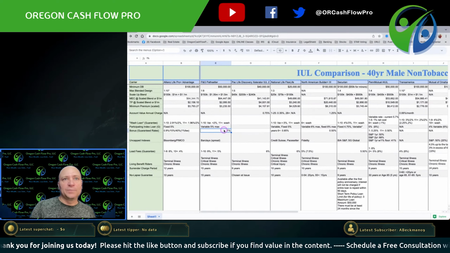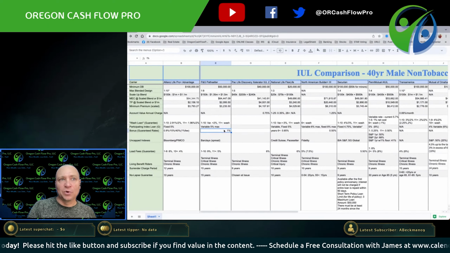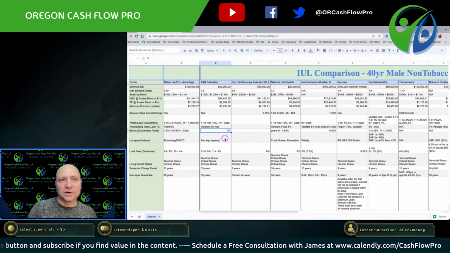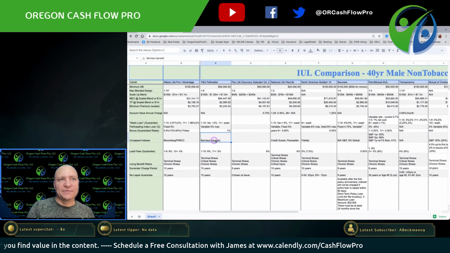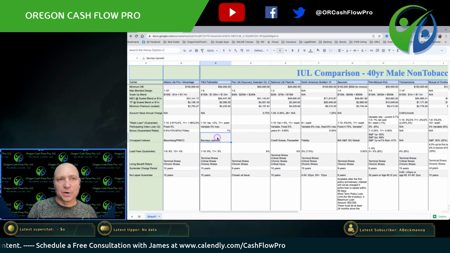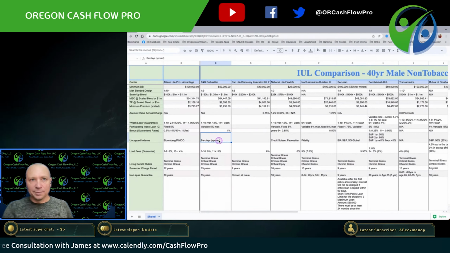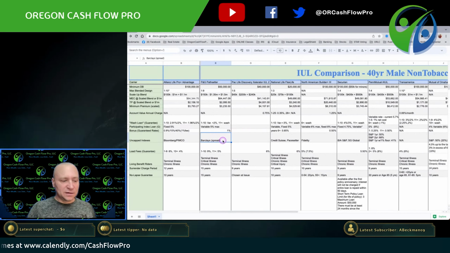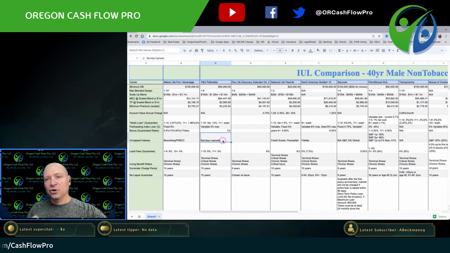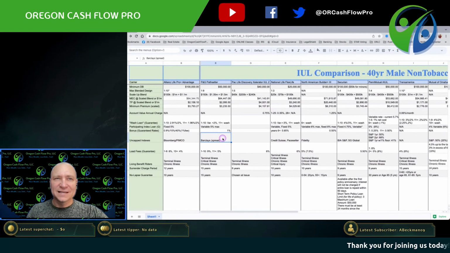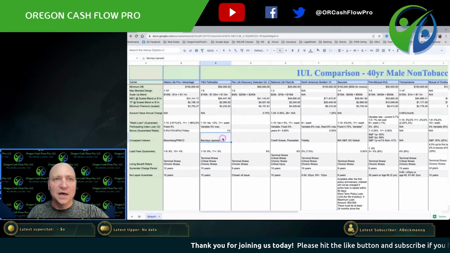And it has a 1% bonus that's available with certain index options that they have. And they do have an uncapped index option with Barclays. Notice I have in parentheses this spread. There is no spread with their current rates, but they do reserve the right to add a spread. So that's the one downside about this product that I'm not thrilled about.